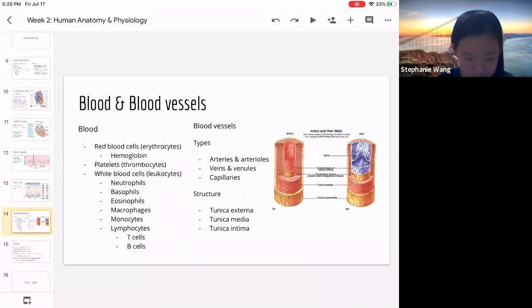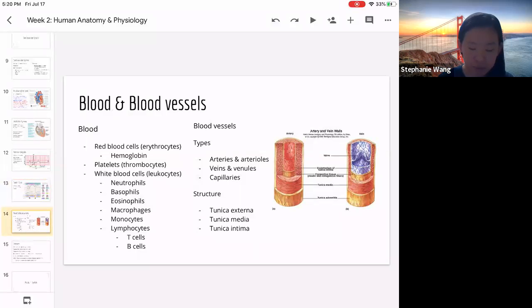So blood and blood vessels. Red blood cells are erythrocytes. They basically make up your blood, y'all know about red blood cells, I'm sure. Platelets are thrombocytes. Basically, they help with blood clotting. And then there are white blood cells to help fight infections.